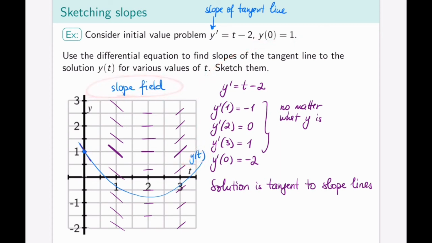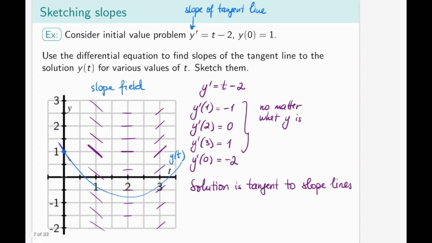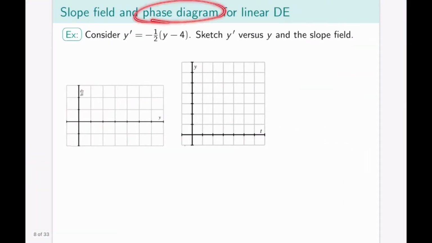Slope field is one of the two very useful graphs that we can produce for a differential equation without actually being able to solve it. The other one is called a phase diagram. So in this example, we're going to produce both. On the left, I'm going to have the phase diagram, and on the right here, I will construct a slope field. Now notice right away the difference in axes.